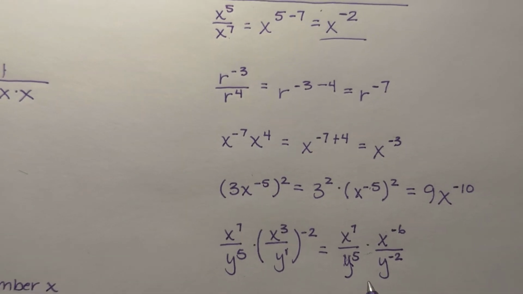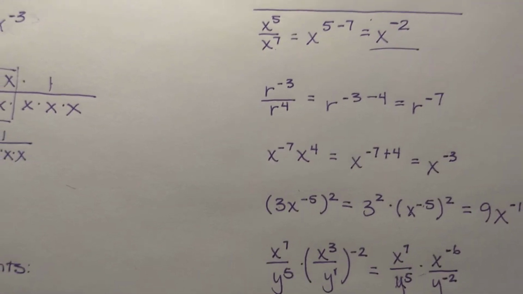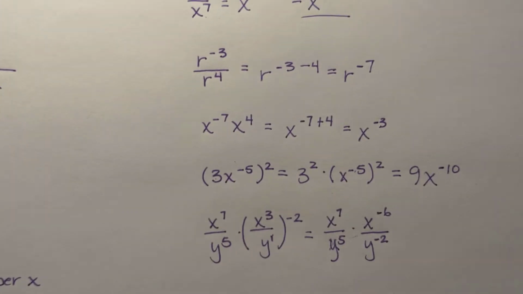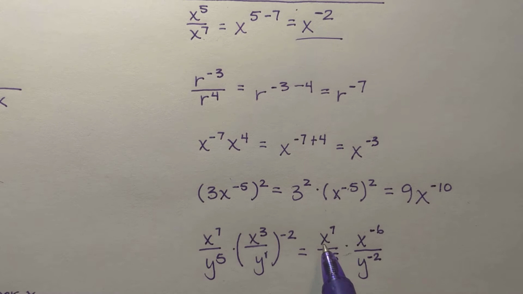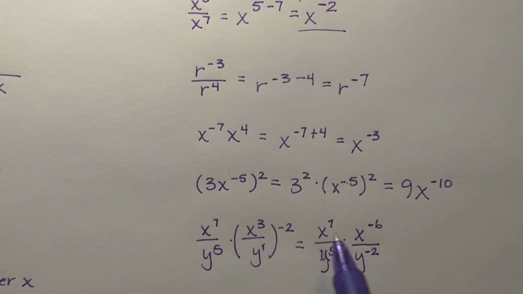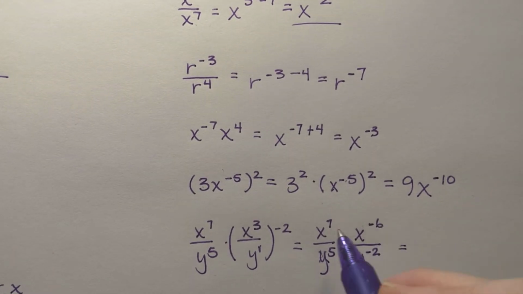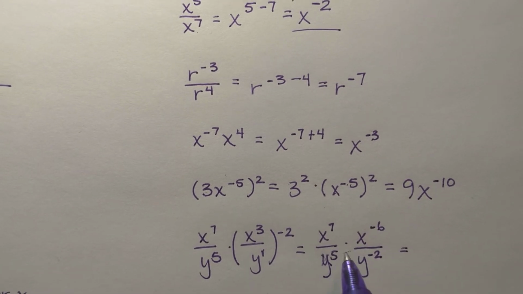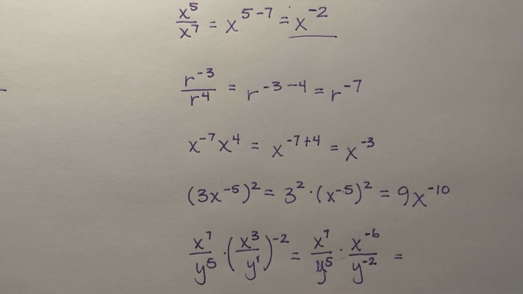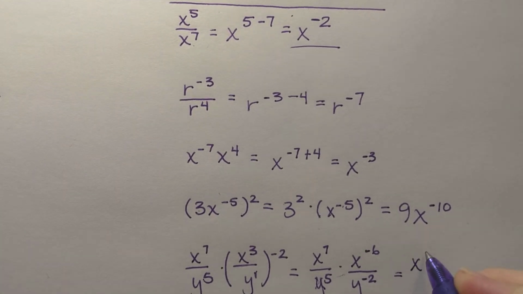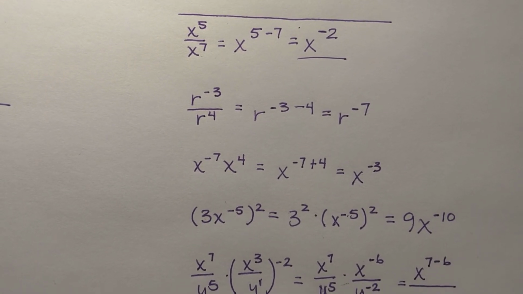Okay. So now I'm just going to combine the variables that are alike, right? These x's are both the same. So on the top I have x to the 7th times x to the negative 6. When you multiply fractions, you multiply across the top, you multiply across the bottom. So x to the 7th times x to the negative 6 is going to be x to the 7 plus negative 6, or 7 minus 6 on the top.